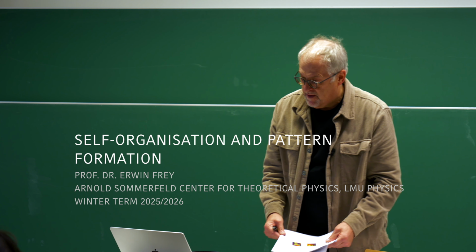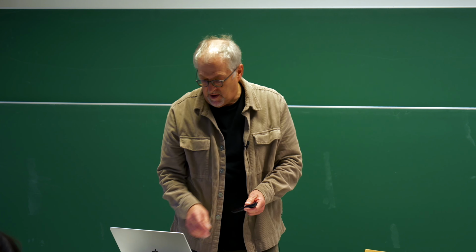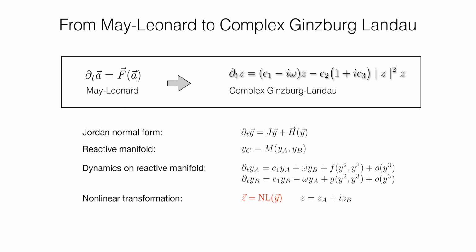So today we continue the May-Leonard model. We talked about reduction to a normal form last time. So let me recap this. Our goal was to start from this equation of motion for three species, which is, reducing to a complex Ginzburg-Landau equation.